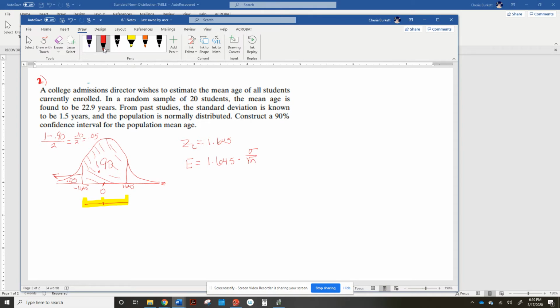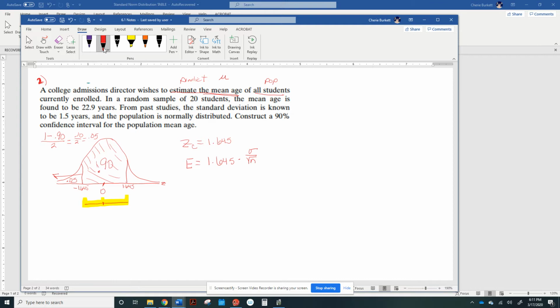Just dawned on me, we haven't even read all that information. So we need to go back up here. A college admission director wishes to estimate the mean. See, this is what they want us to predict. They want us to predict the mean age of all students. That's the population. They want us to predict the mean of the population. So they want us to predict mu. All right. So that's how we know we're dealing with the confidence interval.